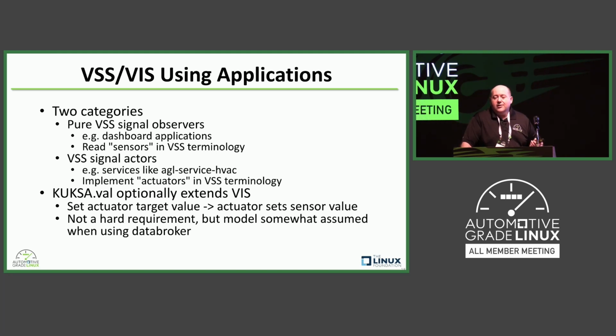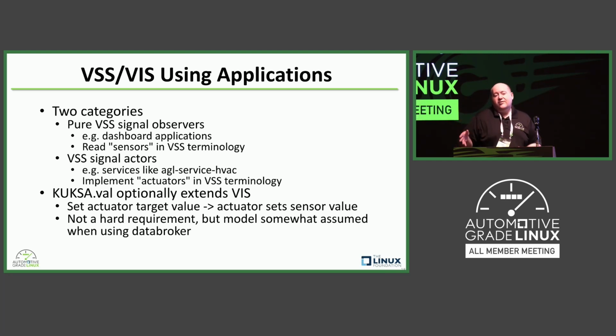There are basically two types of signals in VSS: sensors and actuators. Those apps are signing up to see sensor signal updates. There's also what I call actors, which are things that actually implement an actuator. In our demo setup, one of them would be AGL service HVAC. It's listening to the HVAC signals to do things. In a real production vehicle, there's a good chance an ECU somewhere is getting that actuator signal.